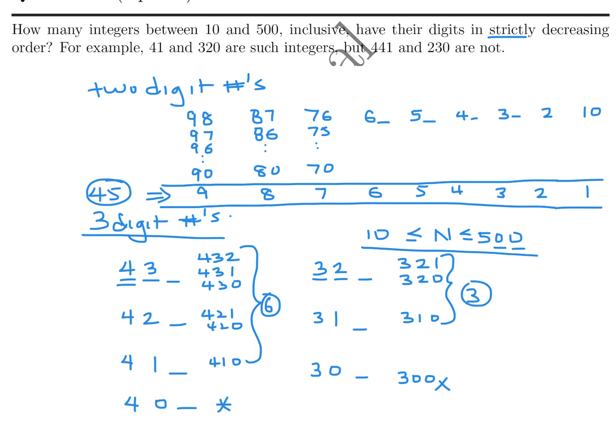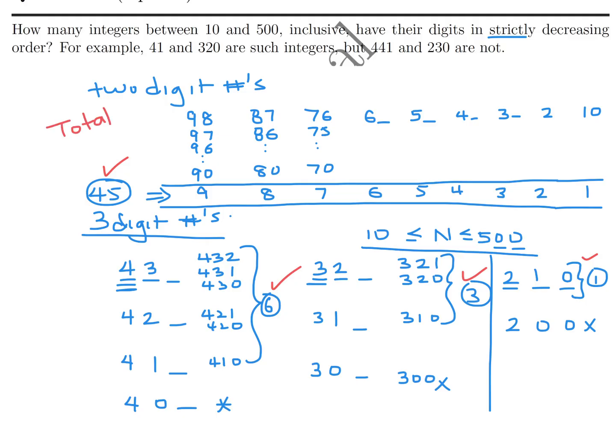And I believe, oh, we forgot the 2. We did 4 here, we did 3 here, we got to do 2 now. So 2, the next digit has to be 1, or the next digit has to be 0. If it's 2-1, that's going to be 210, and 200 fails. So then we get just this one guy. And I think now we can finally add them all up. So we got 45, 6, 3, and 1. And therefore the grand total is 55.